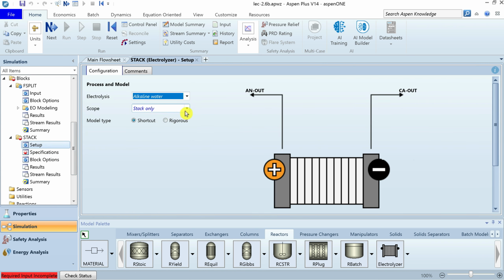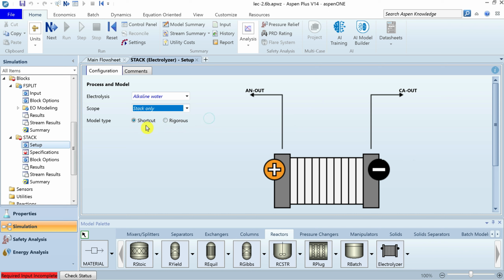In the electrolyzer block, you can define the scope of simulation as stack only or module. Module includes separators in the model, whereas stack does not include the separators. So in case of stack, any unconverted water or potassium hydroxide will leave as the product stream in the anode and cathode outlet, whereas in case of module, since separators are programmed within the block, you can define the purity of the output products.